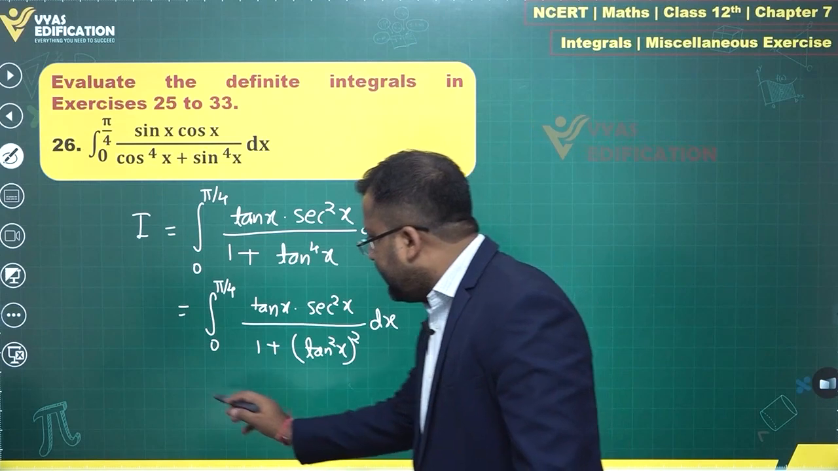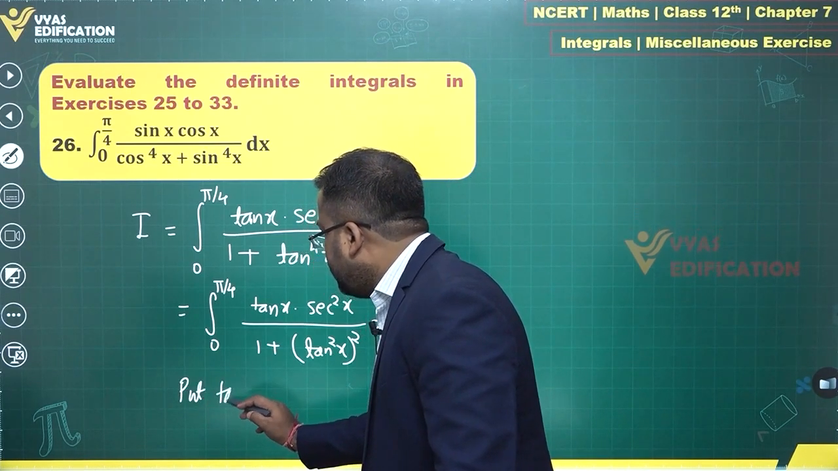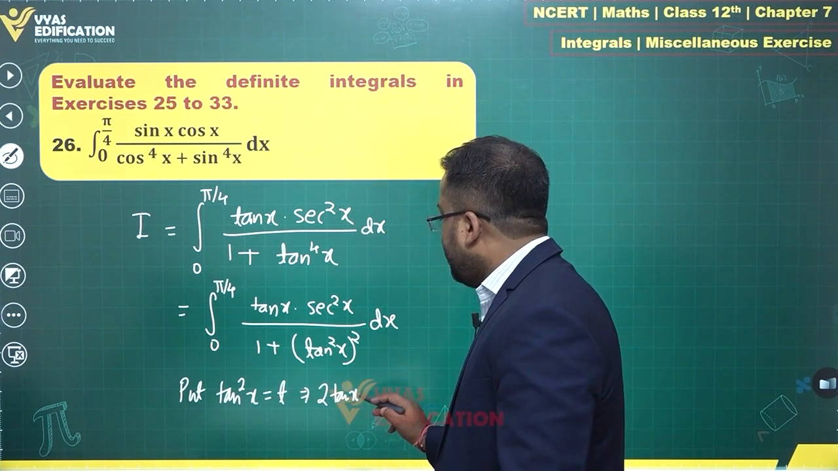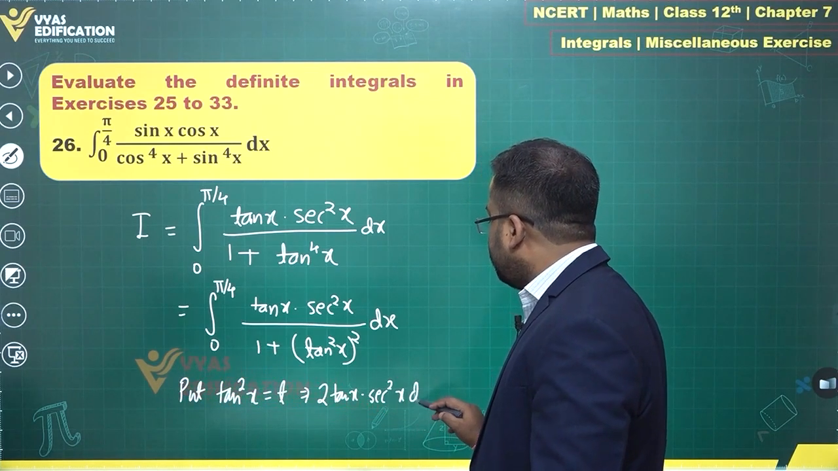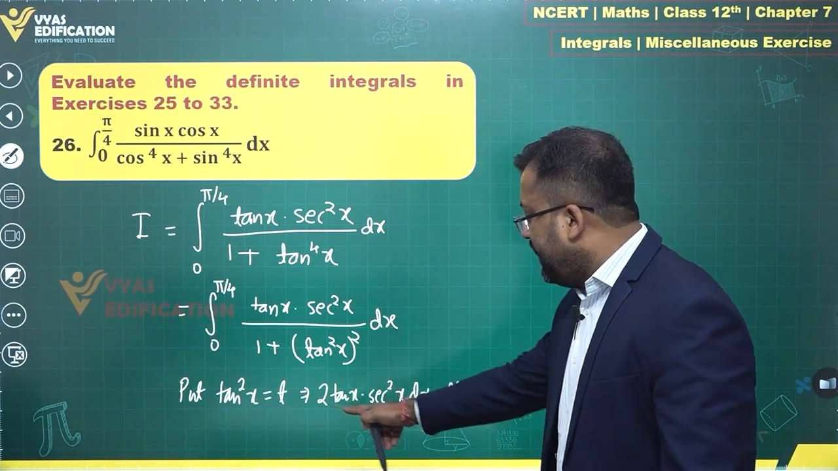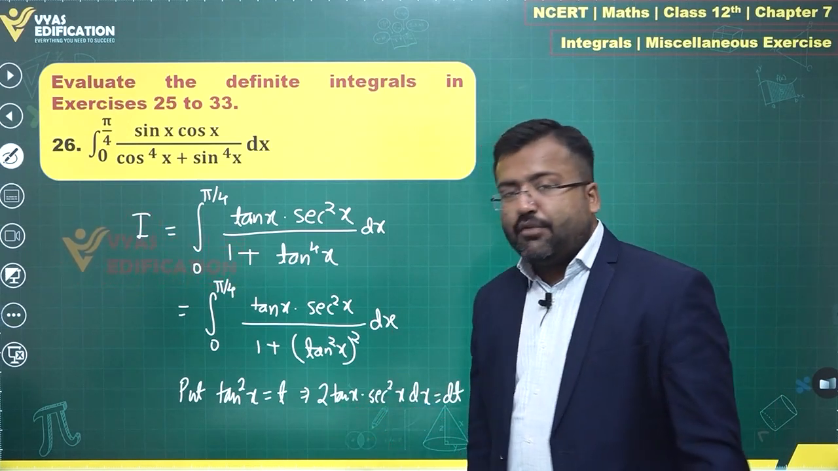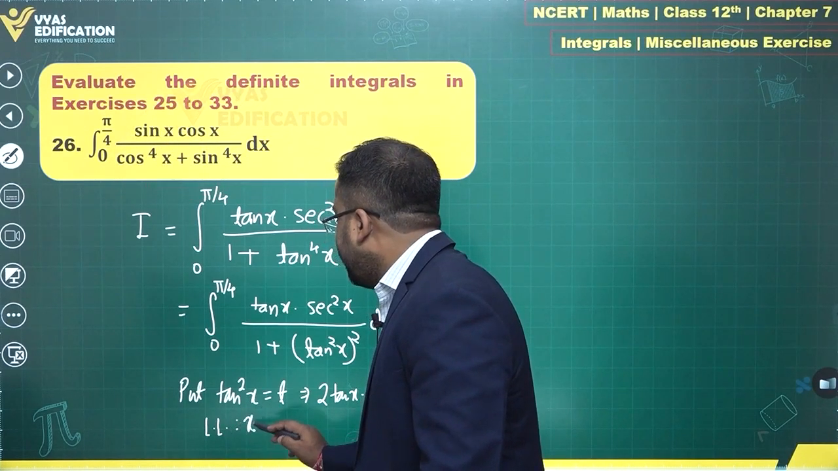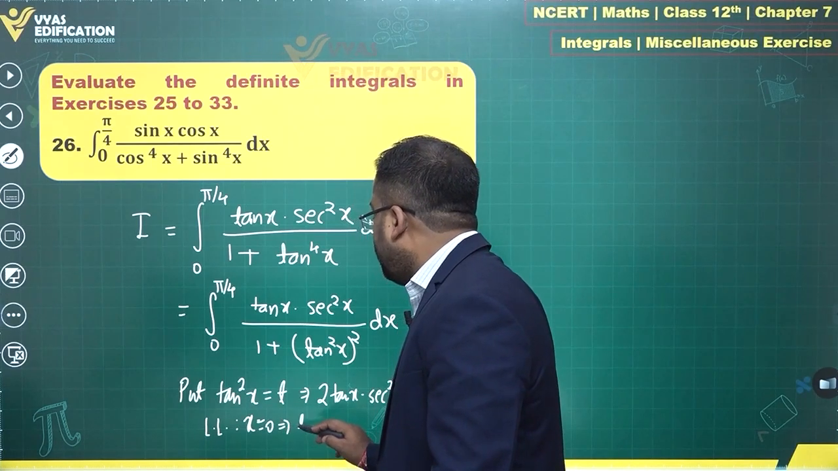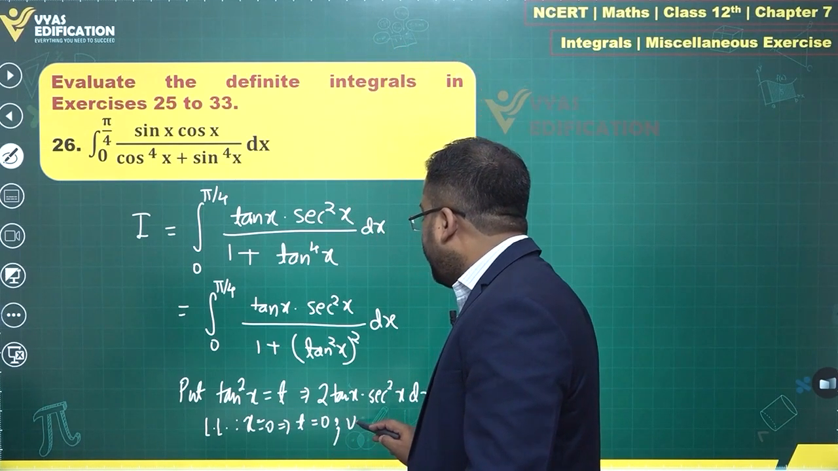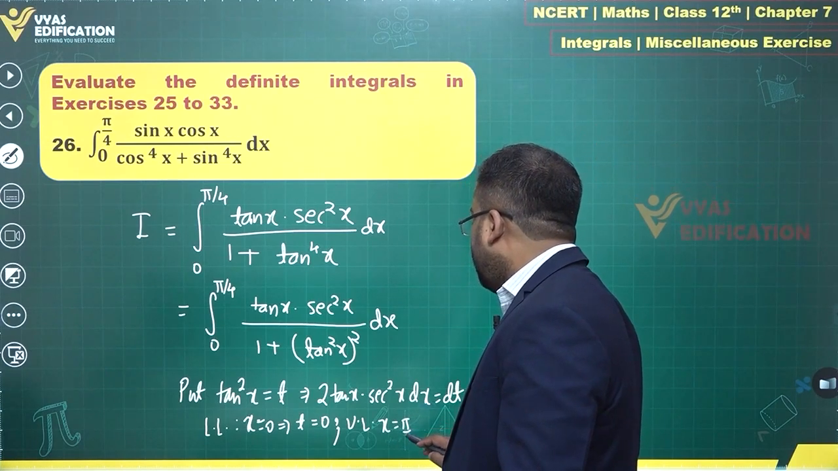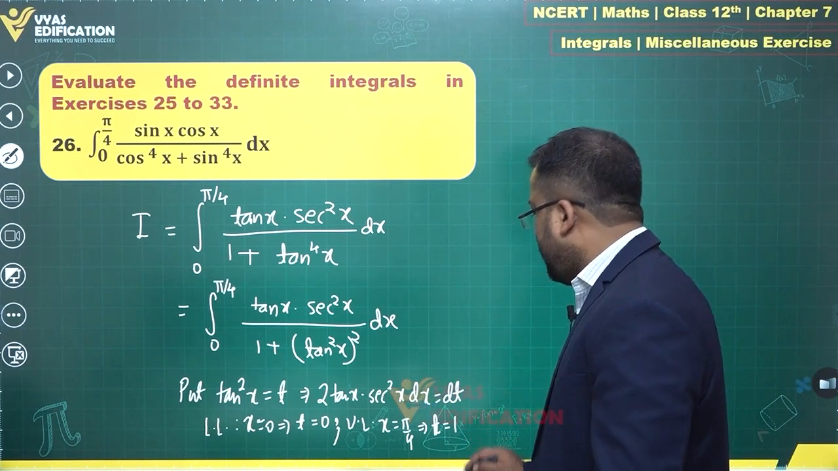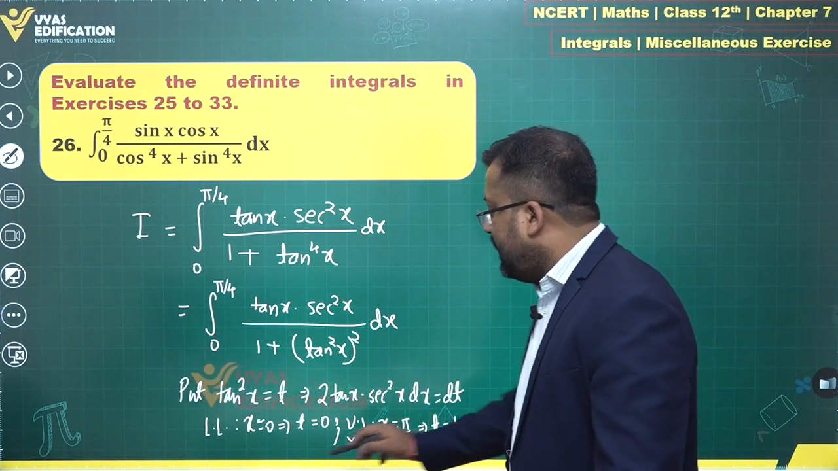And the moment you write it as this, can you see that put tan square x equal to t implies 2 tan x times sec square x dx will be equal to dt. The numerator is this, which will be equal to dt upon 2. Yes or no? Yes. What about the lower limit? Lower limit says x equals 0. That tells me t will be equal to tan square 0, which is 0. Upper limit says x equals pi by 4. That tells me t will be equal to tan square pi by 4, which is 1 square, which is 1. So you have found the lower limit and the upper limit as well.